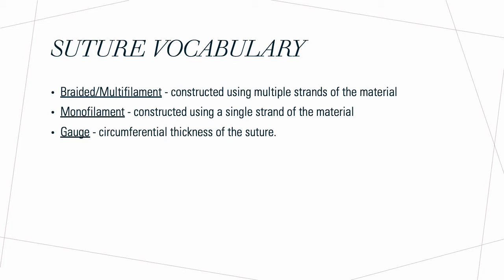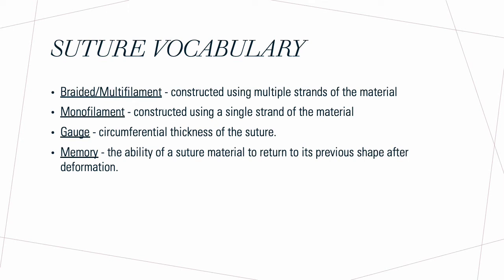The gauge refers to the circumferential thickness of the suture. The higher the number, the thicker the suture. For instance, 1 Monocryl is thicker than O Monocryl. But when comparing the zeros, the fewer zeros there are, the thicker the suture. For instance, 2-O Vicryl is thicker than 4-O Vicryl.